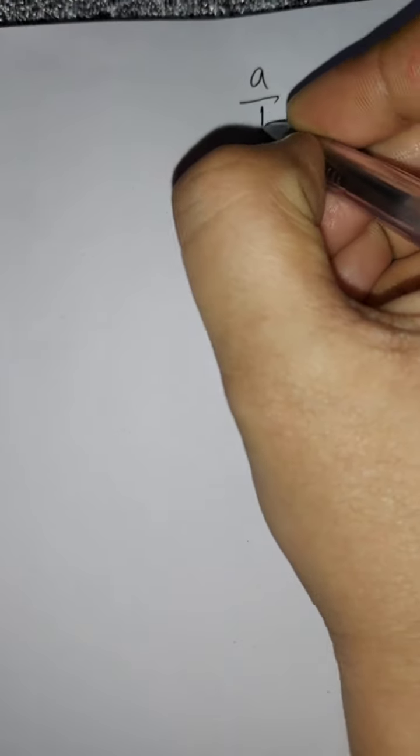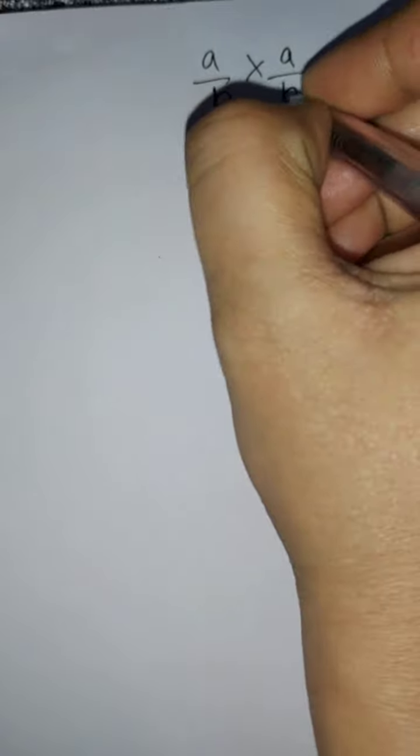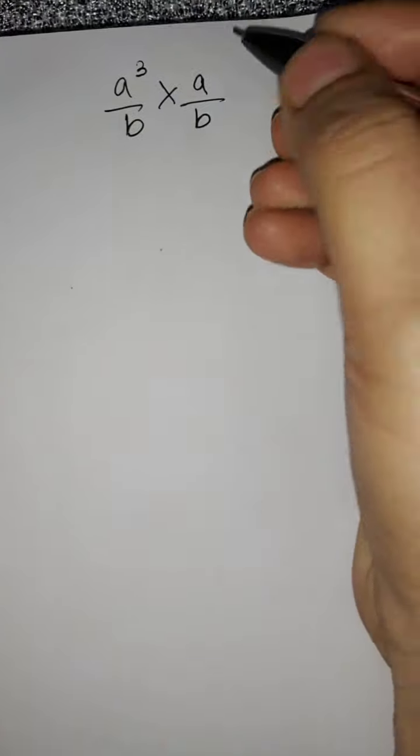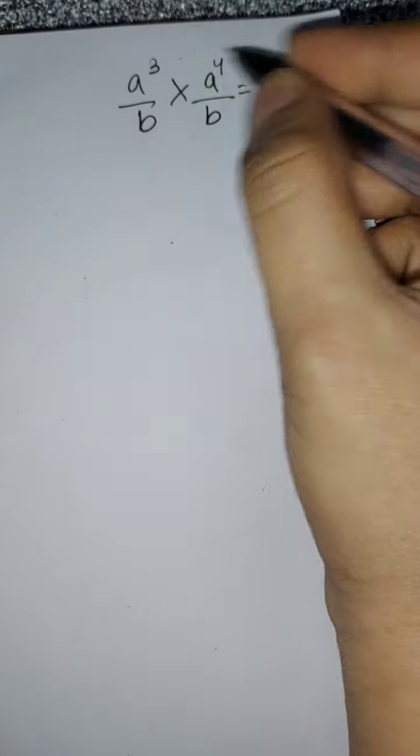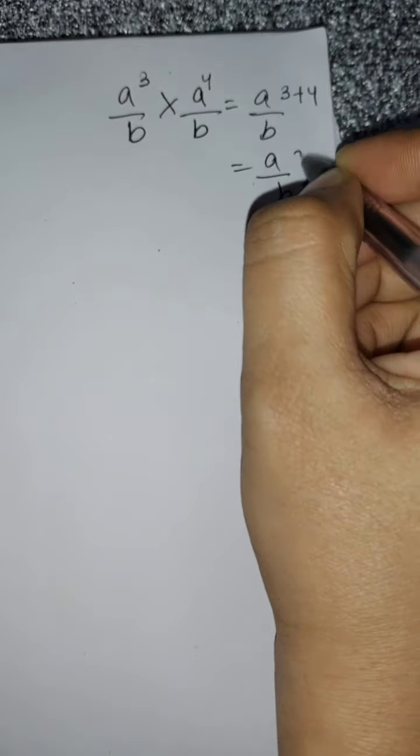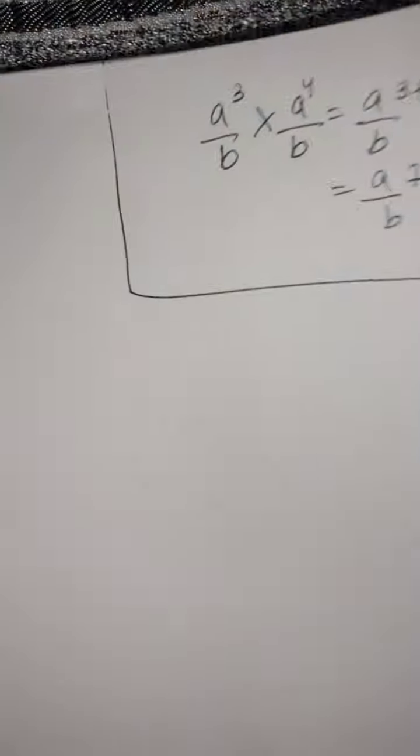Let's look at the third rule of exponent now. If you remember, we have done the first rule of exponent, that was related to multiplication. Yes or no? A upon b was written with a certain power and a upon b was written with another certain power. So what will be the result? A upon b to the power 3 plus 4, so a upon b to the power 7. This was related to multiplication. Now let's look at division.